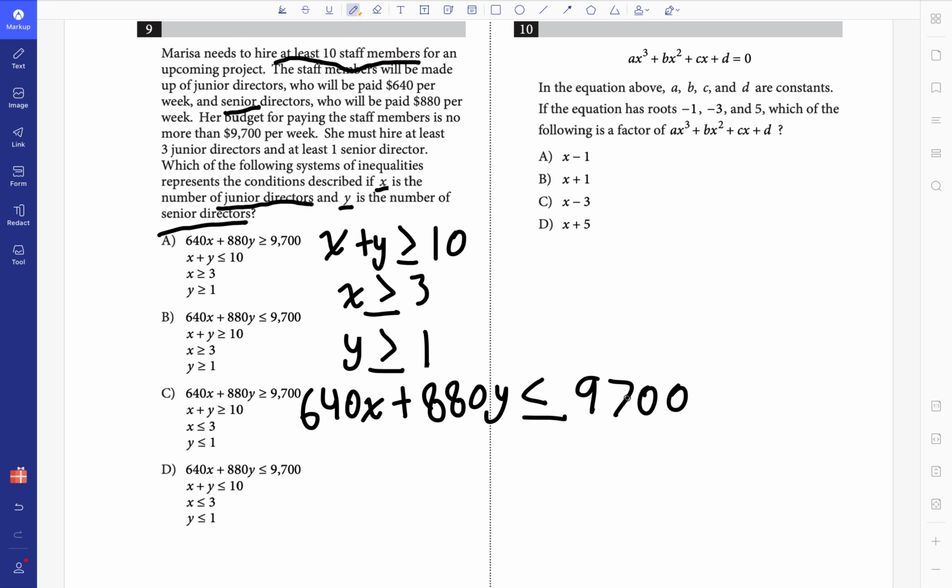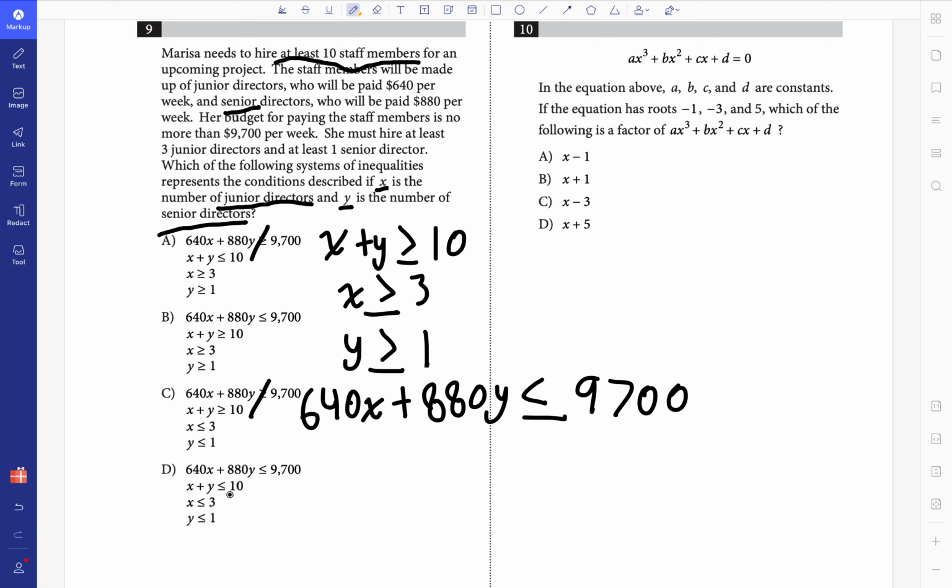So the total budget is just going to be this, because it has to be less than 9700. And then let's look at which one of these answers fit with our answer. Right off the bat, this is incorrect because the sign is facing the wrong way. So is this one. We're between B and D. Okay, this checks out with our work.